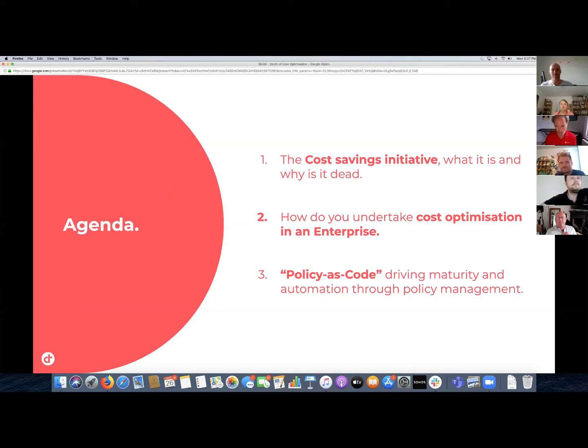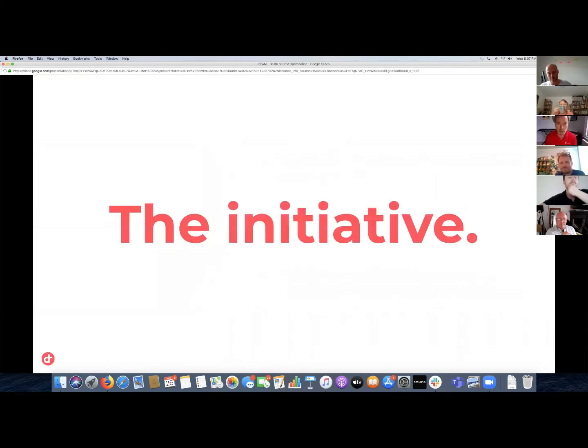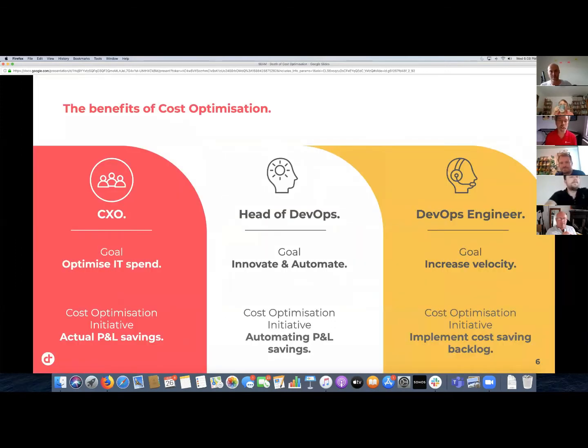So this is what we're going to talk about, the initiative, the cost optimization initiative, why we think it's a kind of a wrong approach, how to undertake cost optimization in the enterprise, so at scale, and then using things like policy as code to drive through maturity and automation. So the initiative.